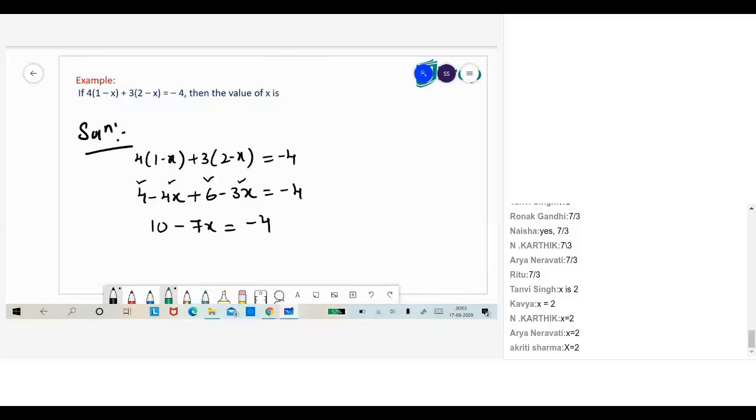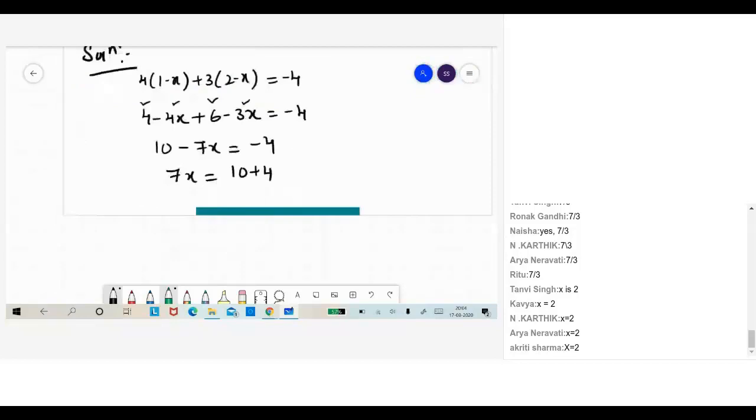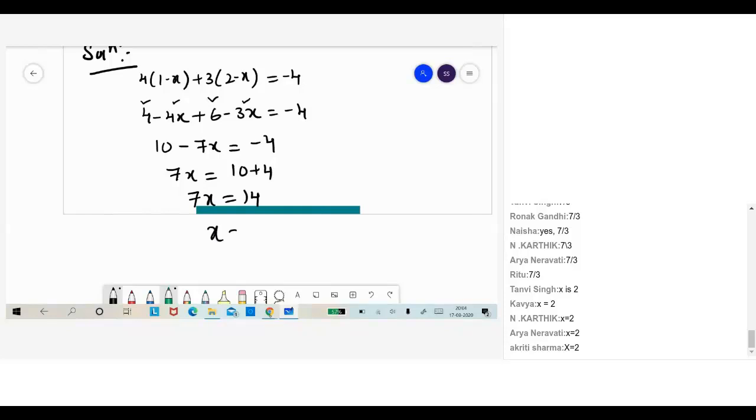We'll do one thing. This minus 7x, we'll send it to the right hand side. It becomes plus 7x. You send minus 4 to the LHS, it becomes plus 4. So what do you have? Your 7x is nothing but 14. So what is x? Obviously, your x is nothing but 14 by 7, which is 2.